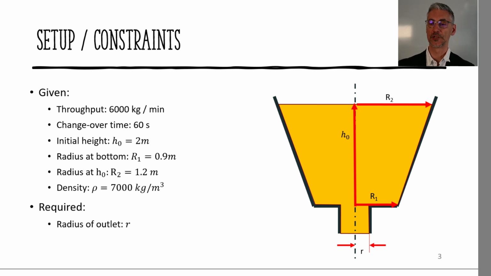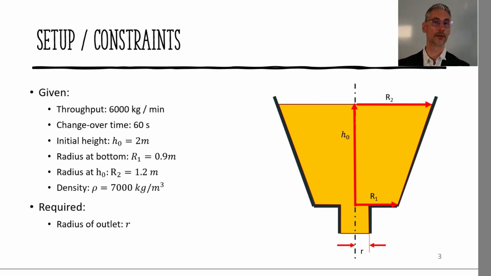So this is a general setup that we have. We have the conic or the truncated cone, with an outlet orifice, for example, at the bottom. And we require a throughput of about 6 tons per minute and the change over time of 60 seconds. Then we make a few assumptions about the truncated cone that we have.